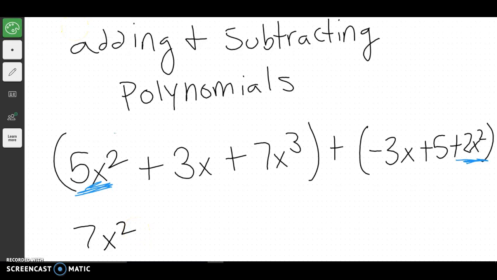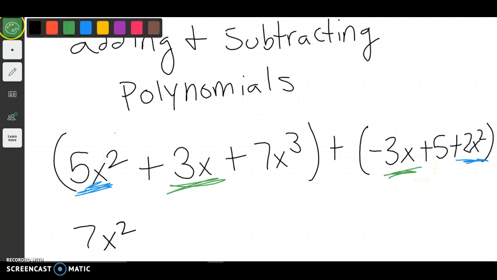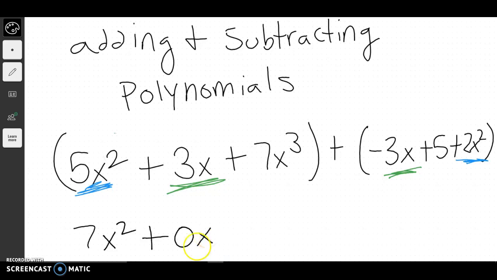Now I'm going to do the same thing. I'm going to look for this 3x and see if I have any more 3x's. Oh, look at this. I have a 3x over here. So over here I have 3x plus negative 3x. Oh, that's 0 x's. Then I'm going to look at this term. I have no other x to the thirds, so I can't combine that with anything, so I'm just going to write that down. And then I only have one 5, so I'm going to write that down.